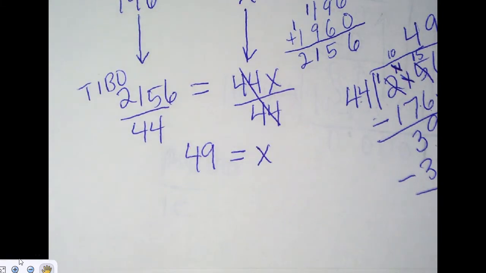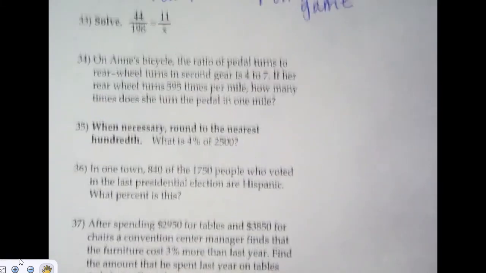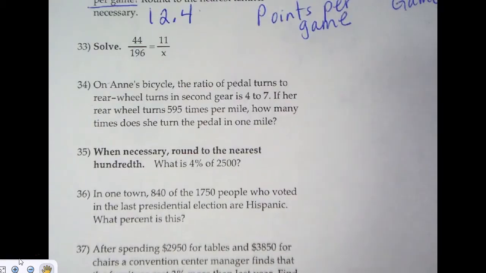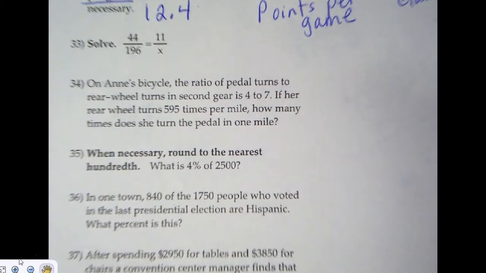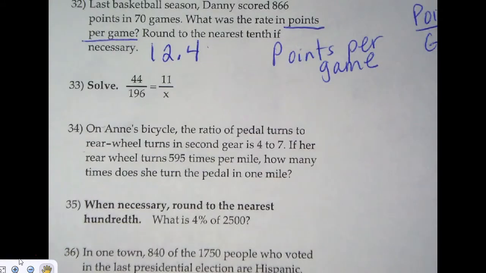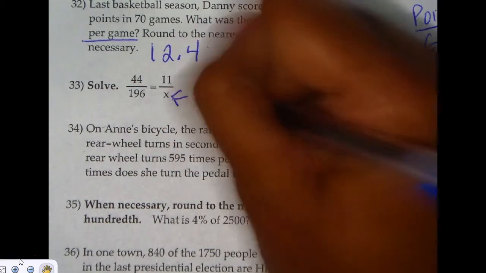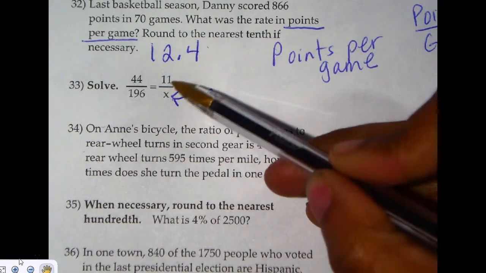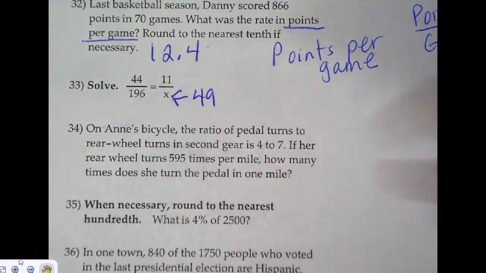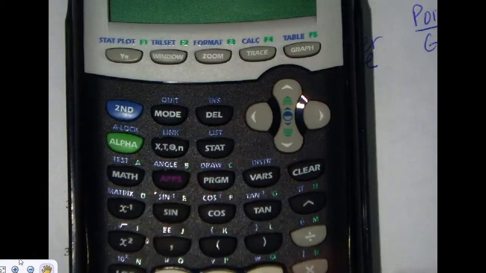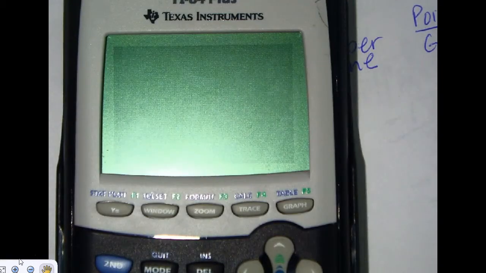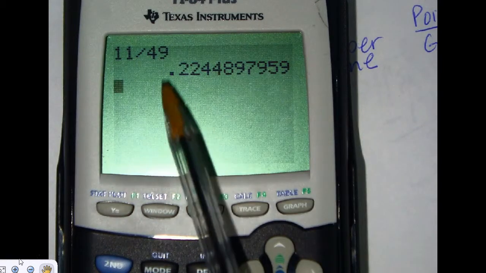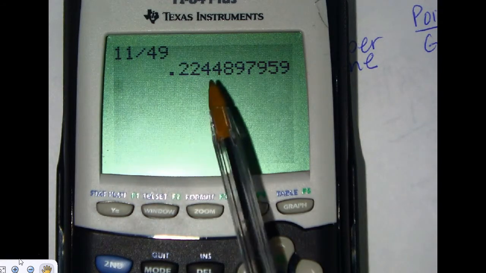So remember, the cool thing about proportions is that if you have a calculator, the answer to this is right here, 49. So if you do 49 divided by 11, okay, and I'm just going to prove it to you. If I do 11 being divided by 49, see, I get this decimal, 0.224 and some change, right?